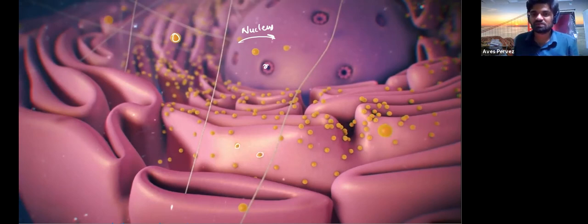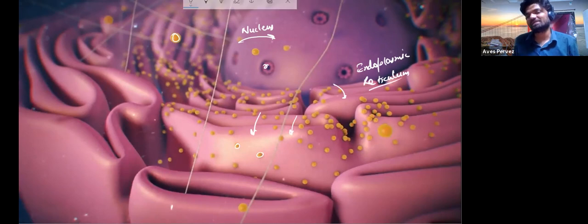This one is the endoplasmic reticulum. This pink color is the endoplasmic reticulum. When the ribosomes get attached to this endoplasmic reticulum, the surface will become rough. When they stick, you will see that these dots have made this surface of the endoplasmic reticulum rough. So we can say that it is rough endoplasmic reticulum.